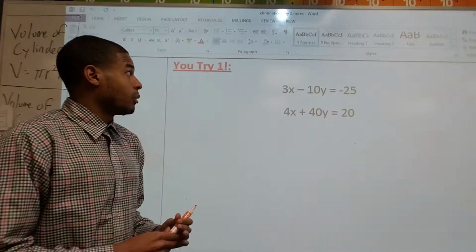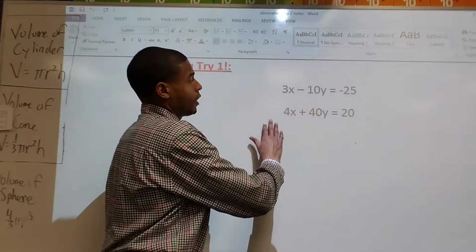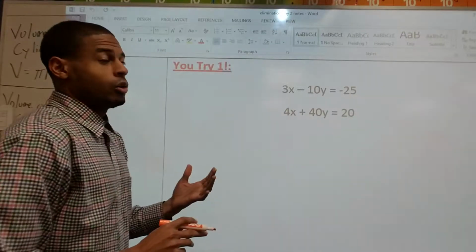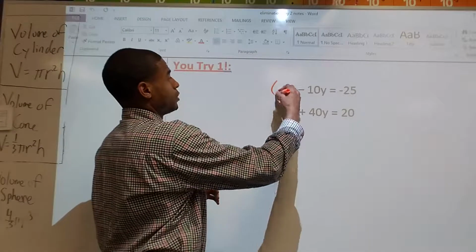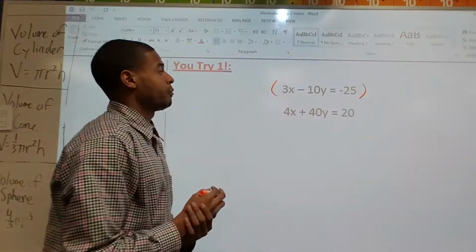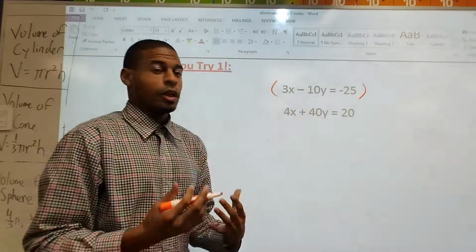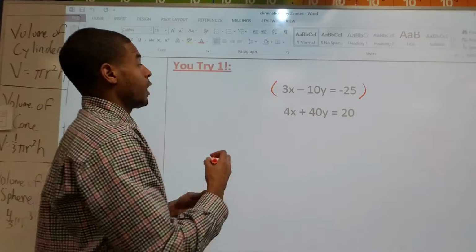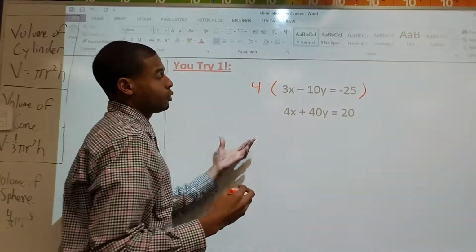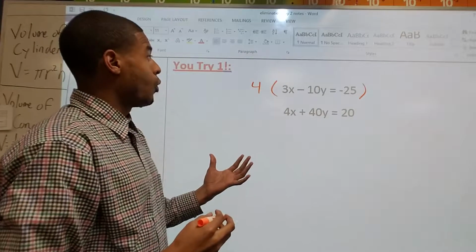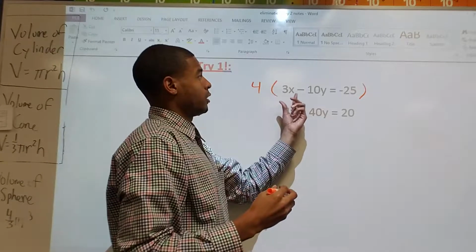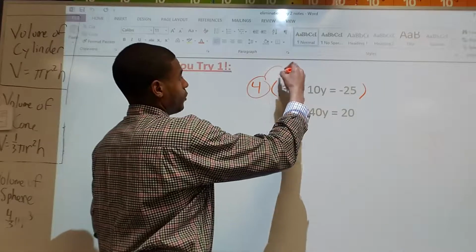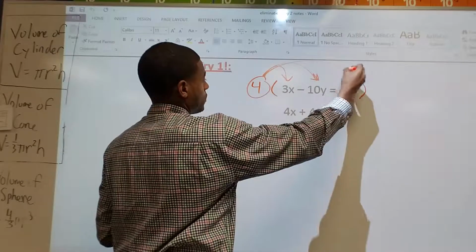I'm trying to find an opposite to eliminate something here. I'm going to look at this first equation, and I noticed something I can do to eliminate this 40y. If I multiply this whole thing by 4, I will get a negative 40y here. I'm going to show you what I mean, so I'm going to multiply the whole thing by a positive 4.